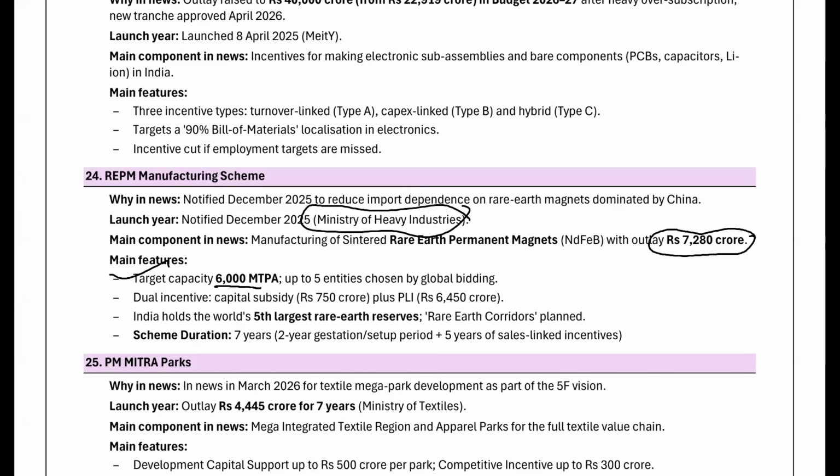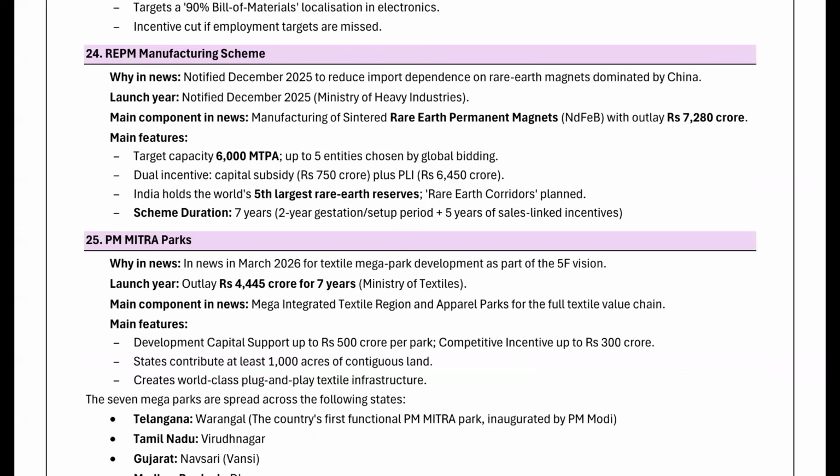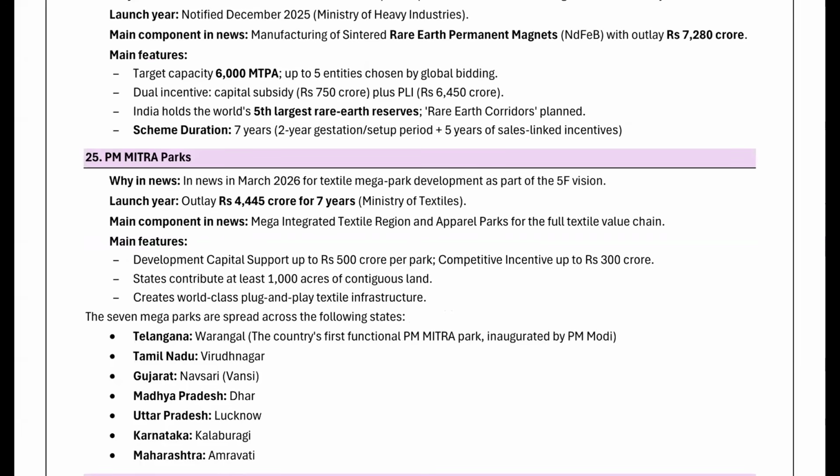Remember the target capacity, right? Dual incentive: capital subsidy and PLI, this is rupees 6,450 crore. India holds the fifth largest rare earth reserve, okay? Remember the scheme duration: 7 years, 2 years gestation, setup period plus 5 years. Nothing much more to note. Look at it once or twice. If you remember it in your examination, that is okay. Otherwise, just remember the key points I told you.